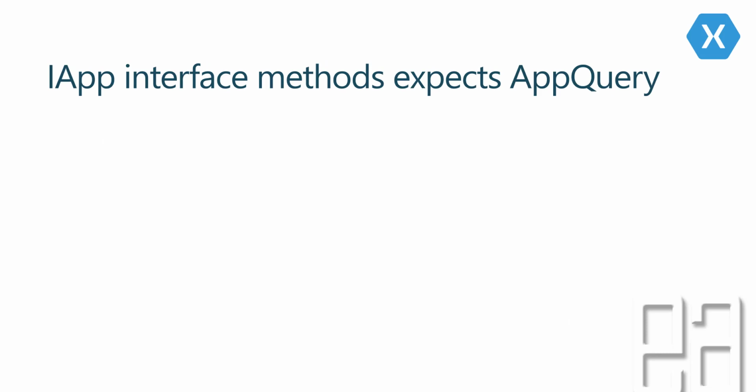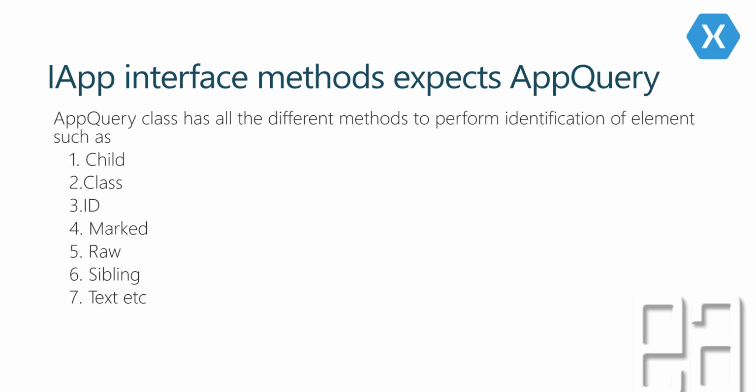IApp interface methods expect the app query class to be passed into it as a method as we saw in our previous video. So the app query class has all the different methods to perform identification of elements such as child, class, ID, marked, raw, sibling, text, etc. So these are the different ways of identifying an element within the particular application, and you can then pass this particular identification property of an element within the IApp methods such as click, text, submit, etc. So these are things that you can use to perform the operation within the Xamarin.